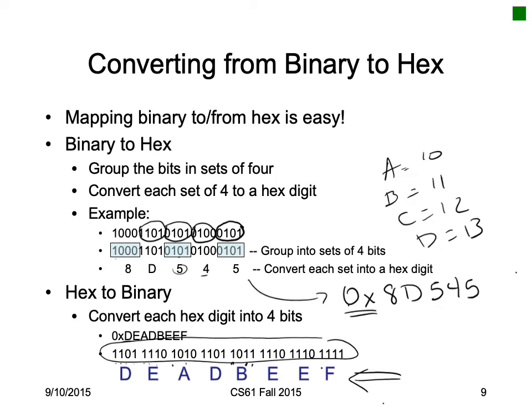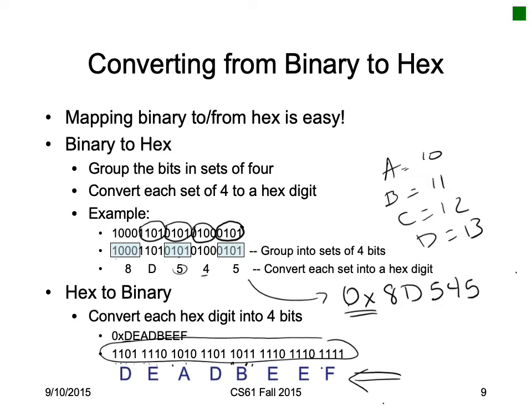Now, mapping between binary and hex is actually even easier. There's not really any addition or subtraction. It's really just figuring out what bits correspond to what hexadecimal digits. So let's start by going from binary to hexadecimal. What we're going to do is, starting at the right side, group the bits into sets of 4, and each of those sets of 4 bits is going to correspond to one hex digit.